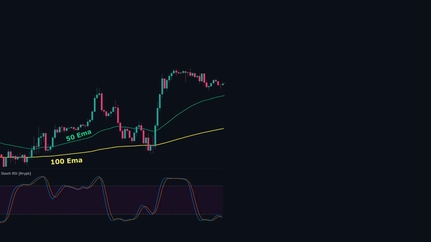First, ensure the 50-period moving average is positioned above the 100-period MA, both indicating an upward trend. Next, observe the Stochastic RSI crossing above the 20 level, signaling a good moment to buy. Confirm the trend by ensuring the price closes above the 50-period MA. Once all conditions align, initiate a long trade at the open of the next candle.